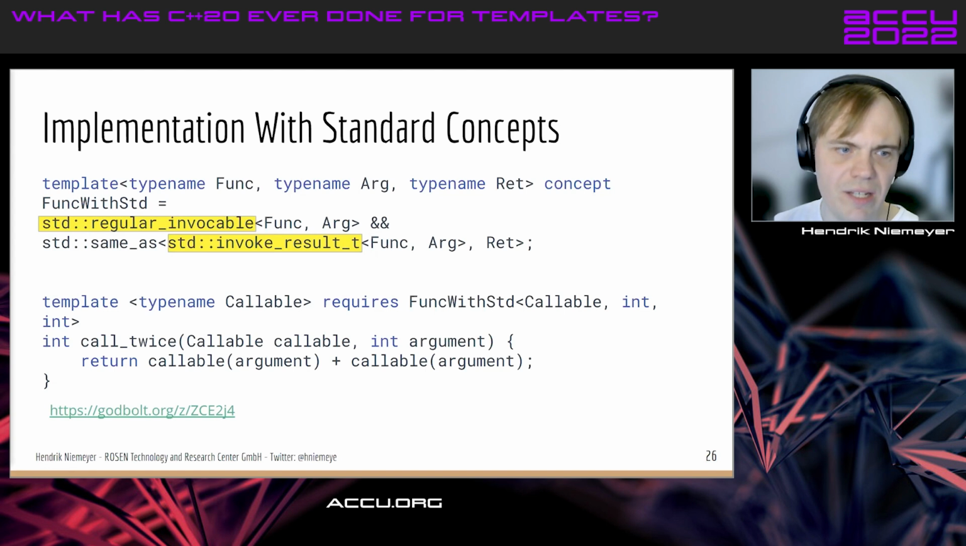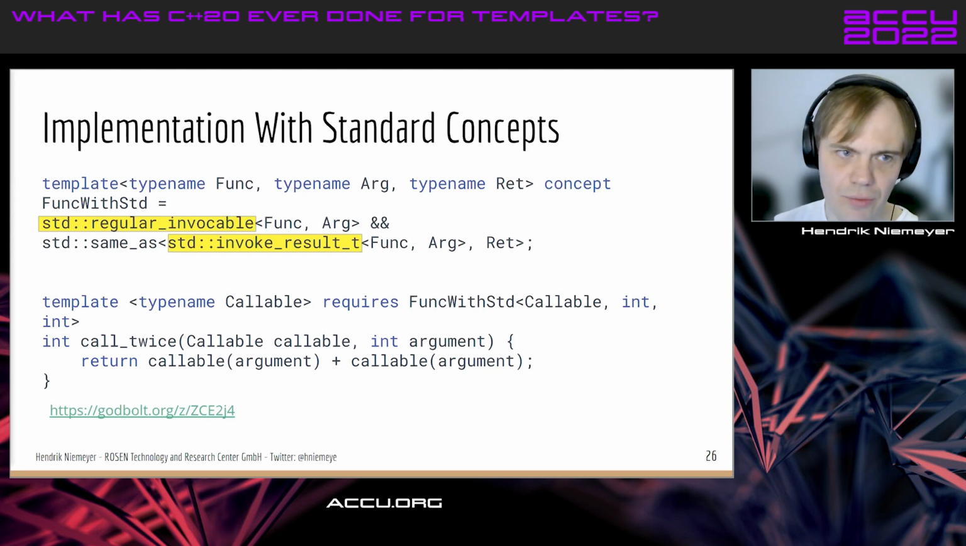And we combine both of these concepts with the and. This means that we have achieved basically the same functionality as std function has when we just want to check whether the function signature of our template type callable matches what we expect.